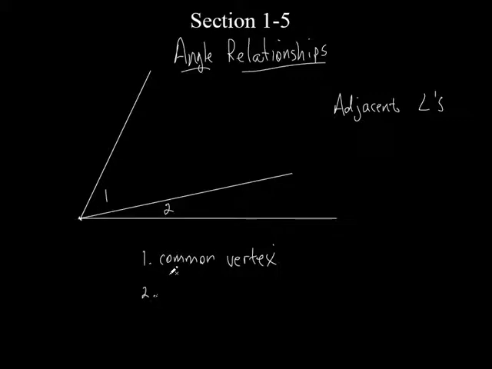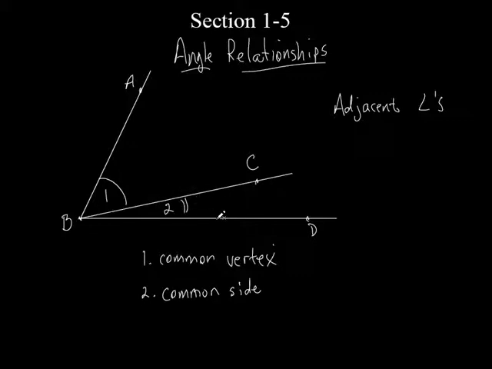Number 2, they have to share a common side. Which one's the common side? This bottom one right here? Yeah, that's common to both of those. Angle 1 doesn't have this side right here. Let's put some letters to make it a little easier instead of just saying that one. We'll just call this D. Now, angle 1 and 2. Angle 1 is just this angle right here. Everybody see that? And angle 2 is just this angle right here.